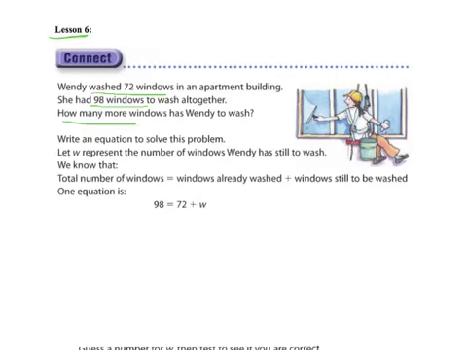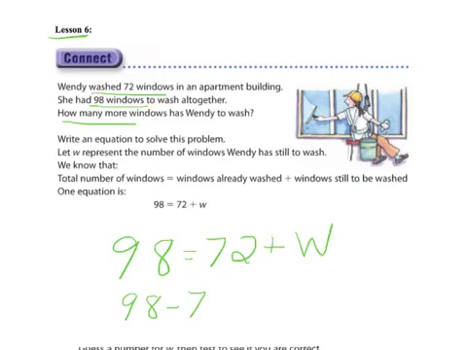So we could do that a number of ways. She has 98 total. She's done 72 already, plus some number of windows. That's going to equal 98. Or we could write 98 minus 72 equals the number of windows she has left. Either equation will work.